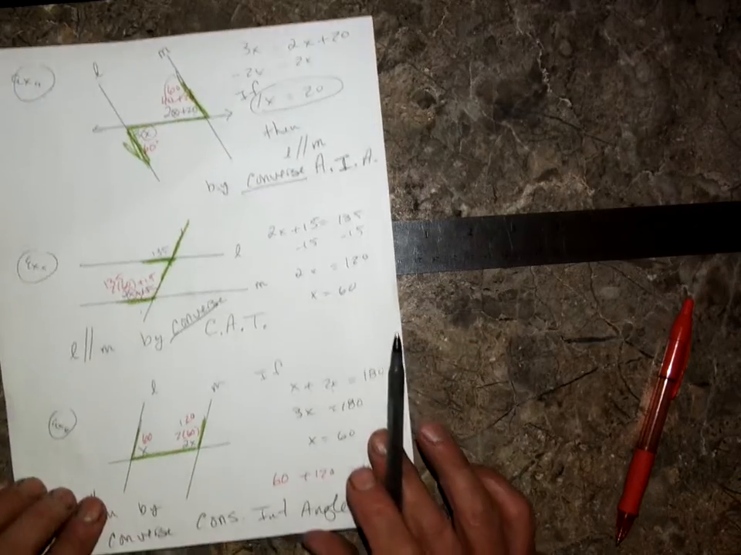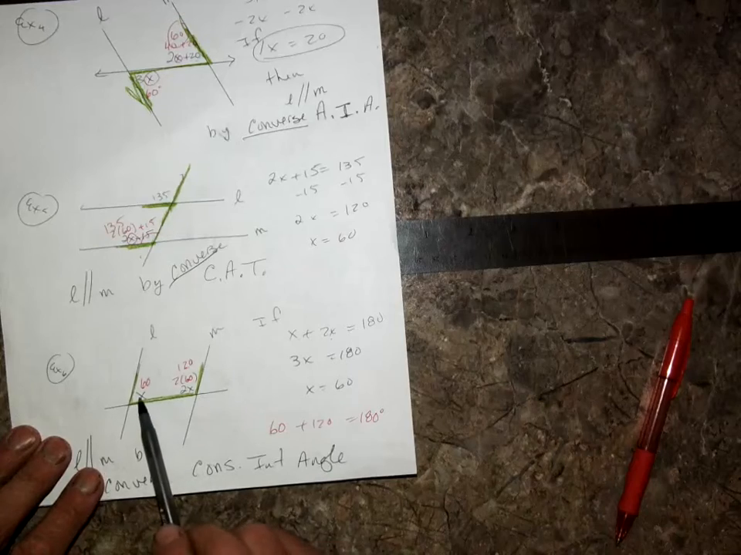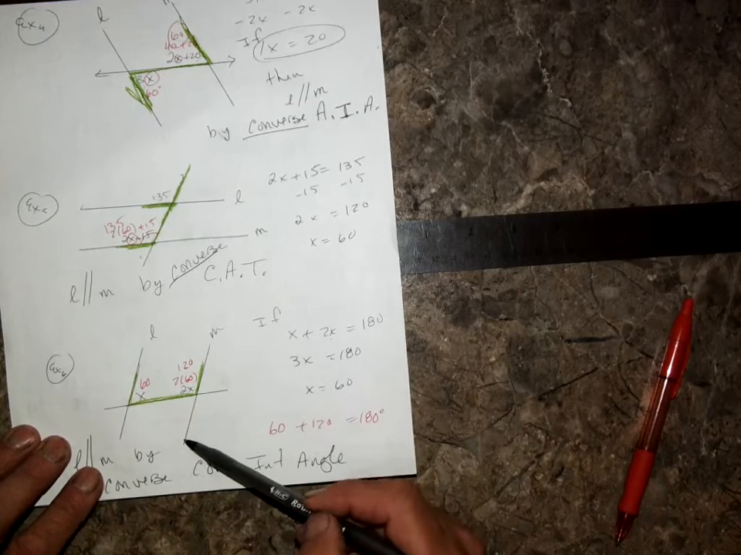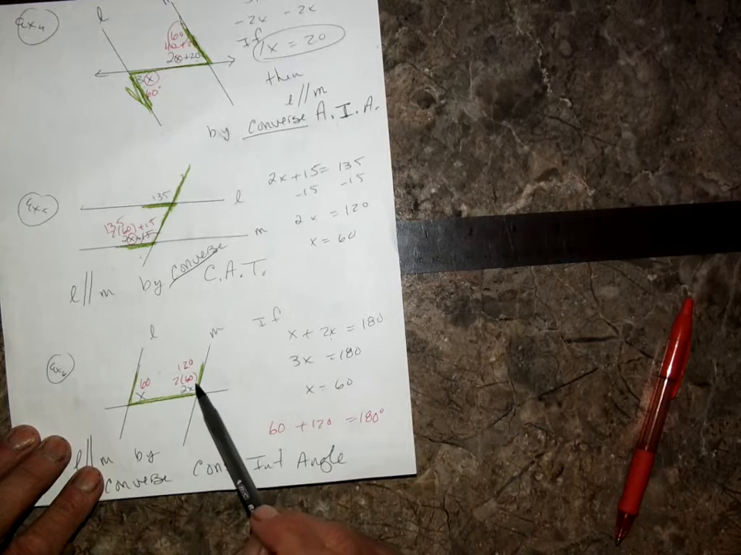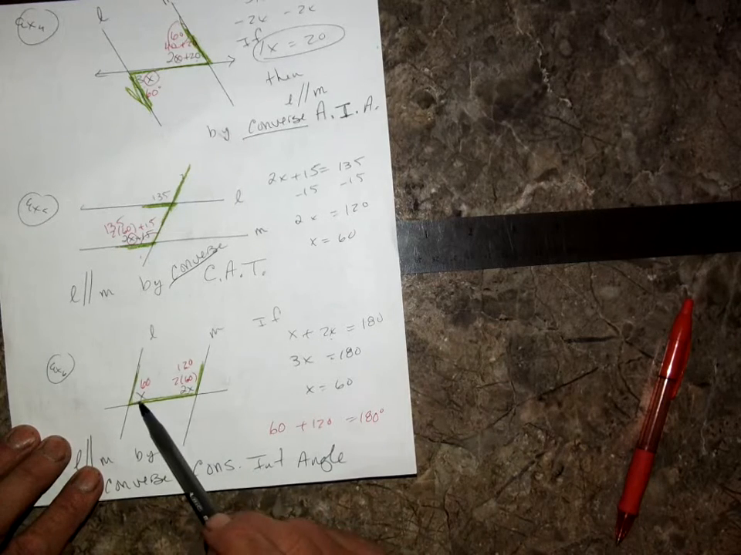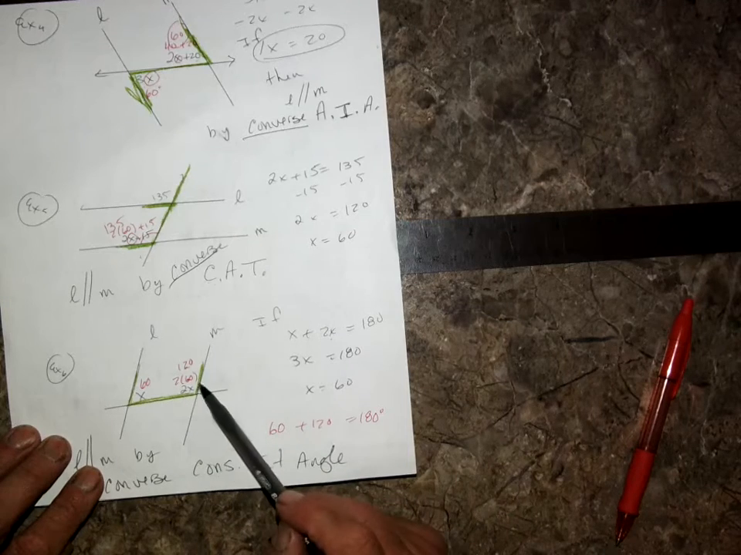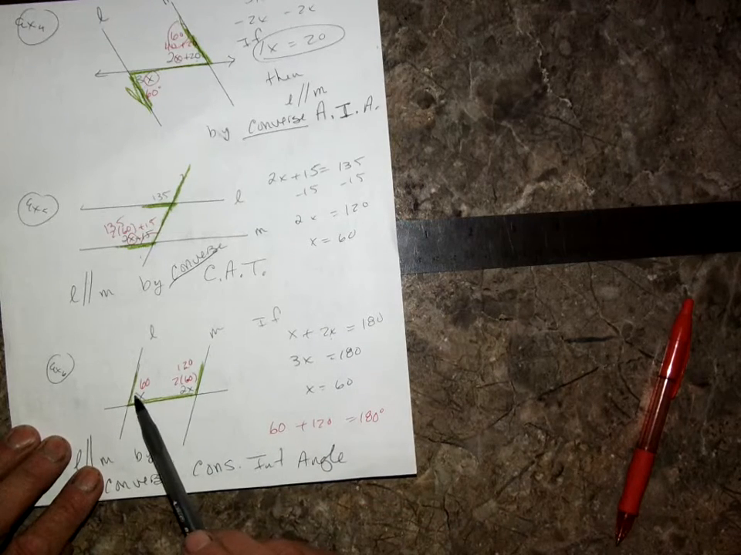Okay. Last example. Are these two parallel? Well, I want them to be parallel, so I make them not equal. That does not equal that. They don't even look equal. That looks less than 90. That looks more than 90. So what I do is I go this plus this.